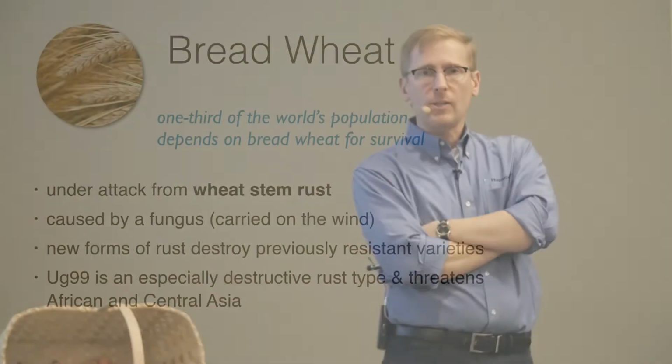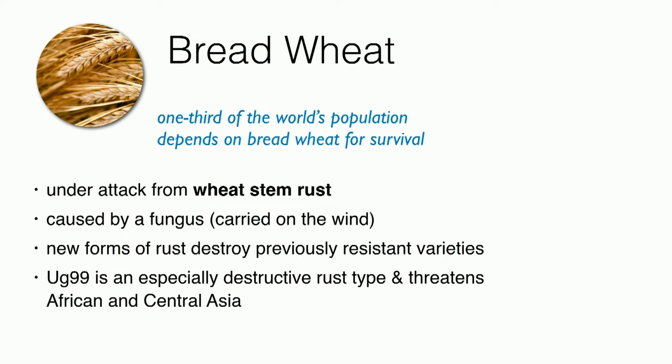Another example with bread wheat. 1/3 of the world's population depends on bread wheat for survival, but bread wheats are always under attack from things like stem rust, which is a fungus. It's carried on the wind. The stem rust infects the plant, and one of the key things it does is disrupt the plant's flow of water up the stem. And so in a matter of 3 weeks, a completely healthy wheat crop is reduced to something that is black, broken, and dried, and completely worthless.